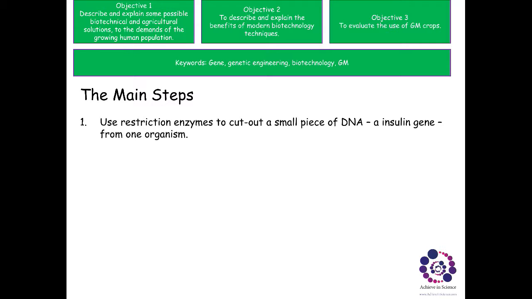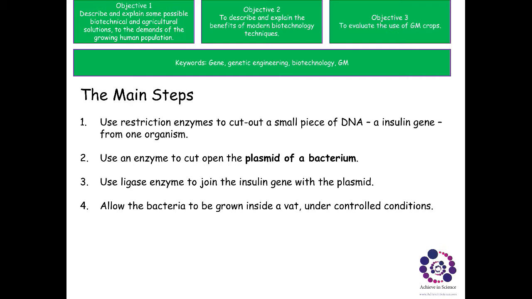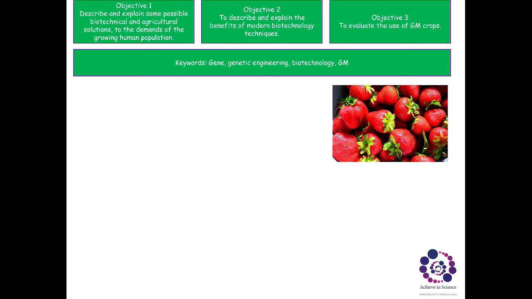The main steps are that first of all we use restriction enzymes to cut a small piece of DNA, the insulin gene, from one organism. This is then inserted into a bacterium. First of all, we need to remove and cut open a plasmid of a bacterium, again using an enzyme. We use ligase enzymes then to join the insulin gene to the plasmid. We then allow the bacteria to grow inside a vat under controlled conditions. As it grows and reproduces, it produces insulin.